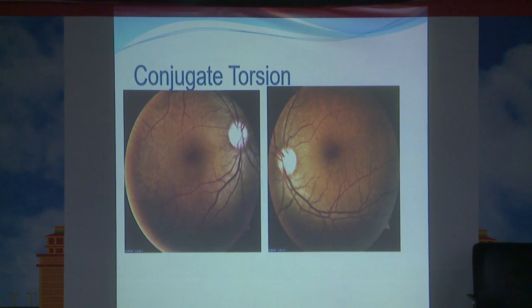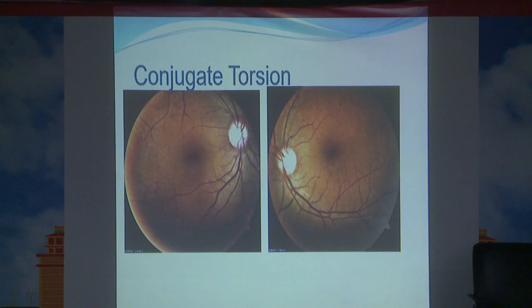Now this is showing conjugate torsion. You understand what is the normal position: the fovea should lie along the lower third of the disc, from the lower margin to one third of the disc. If it is below that, we call it extorsion, and if it is above, between one third and two thirds, we call it intorsion. Here you can see that the right eye is extorted and the left eye is intorted.